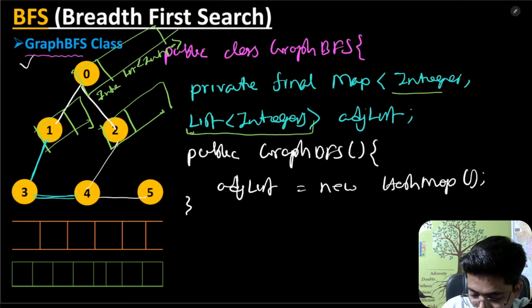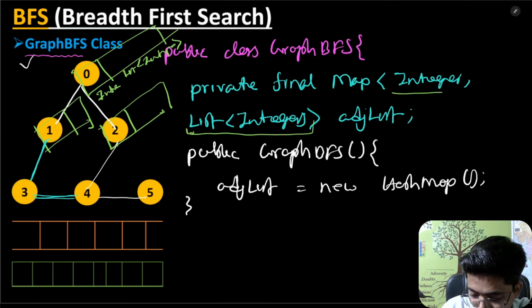This is the list containing integers, which will hold the neighbors. So we'll name it neighbors, a list of integer, and we'll be retrieving it from the adjacency list. So adjacency list dot get, with respect to the current node. That means we already have all the neighbors.